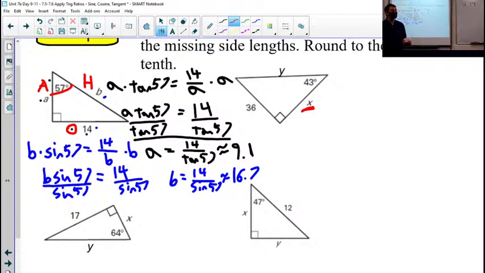Label your sides. Right now, I don't care about y. I'm not trying to solve for it. What do I care about? I know across from the 43, that's my opposite. This is my leg that is touching the 43, that's my adjacent. I know opposite. I want to solve for adjacent. So opposite and adjacent. Which one knows opposite and adjacent? That's tangent.